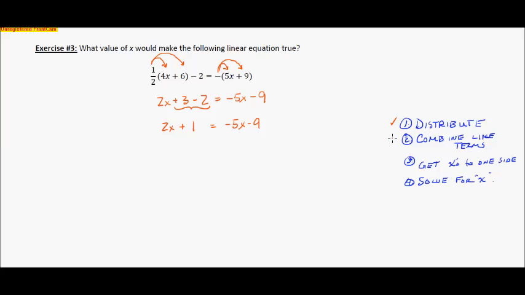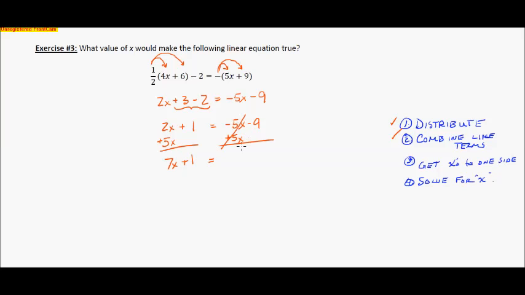So I've combined my like terms, and now I need to get all my x's to one side. And I'm going to take, again, the smaller x, which would be this one, and I'm going to move it. Now that's a negative 5x to begin with, so I move it to the other side by doing the opposite. I add 5x, and if I do it to one side, I do it to the other. So 2x and 5x, that gives me 7x. And I bring everything else down.